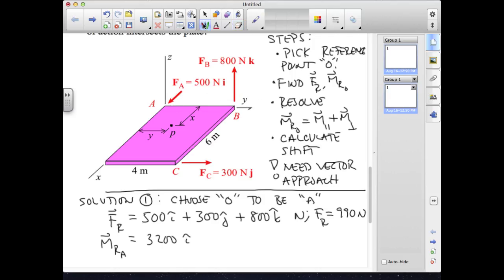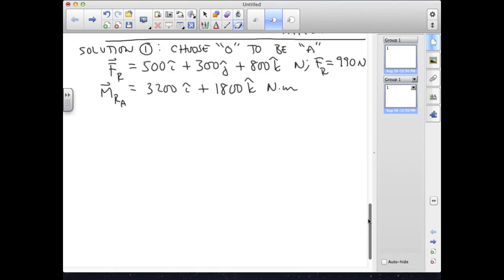And then if we take a look at the contribution from C, we have this position vector crossed into this force vector. We've got something along I crossed into something along J, and that's going to give us a result in the K direction. So we have 6 meters times 300 newtons. It's going to be 1,800 newton meters in the K direction. So our resultant moment about A has these two components. Okay, so that's step one.